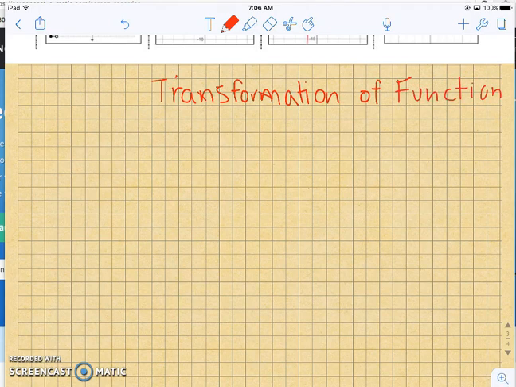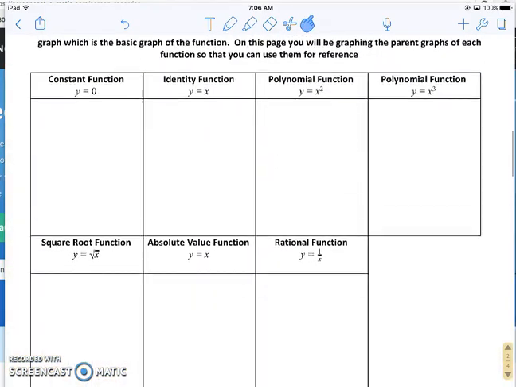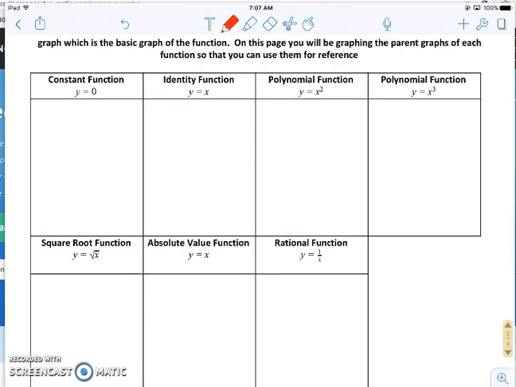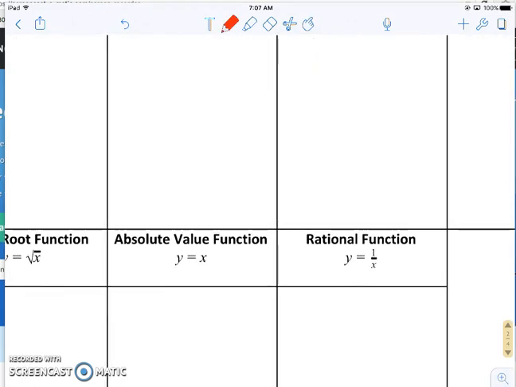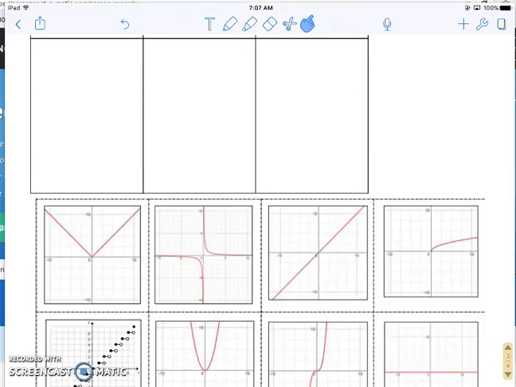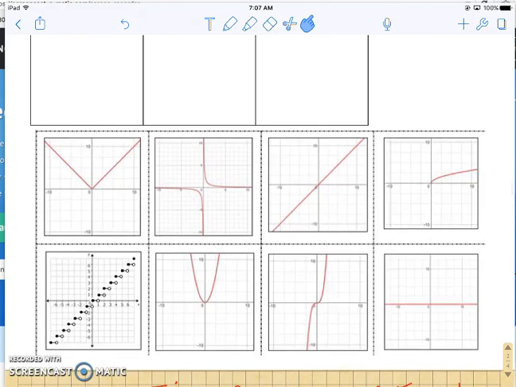And then the first thing you're going to do is, in your notebook, you are going to paste our parent functions. And you probably will remember these from last year. We have a constant, the identity, x squared, x cubed, square root of x, the absolute value of x, which you can't see here. It did not upload very well, but there should be absolute value signs around there, and then 1 over x. And underneath that you have all sorts of different graphs. So your job is to cut and paste these and see if you remember which parent function is what. And you'll notice on here this is an extra one. We aren't going to go over that one, so you won't be using that one.